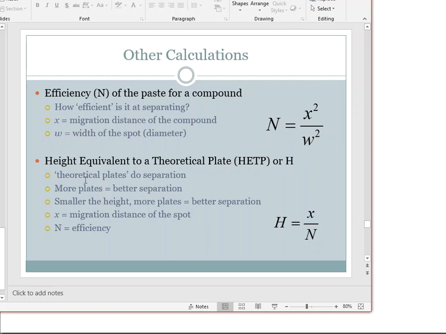We can also calculate the theoretical plate height for a TLC plate. And that's H, just like it was before, is equal to X over N. So N is basically the efficiency from the first equation, and X is how far the spot traveled. So how far the spot traveled divided by the efficiency for that spot will give me the theoretical plate height.